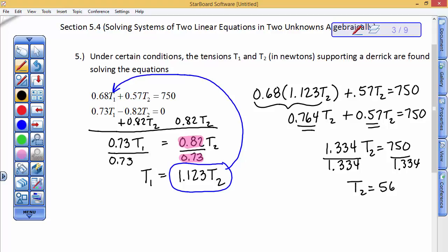562.4. Now this is tension in newtons. And if you were in my statics class, you'd learn how to set up this equation. It's a civil engineering course. So, you know, that is a physics course.